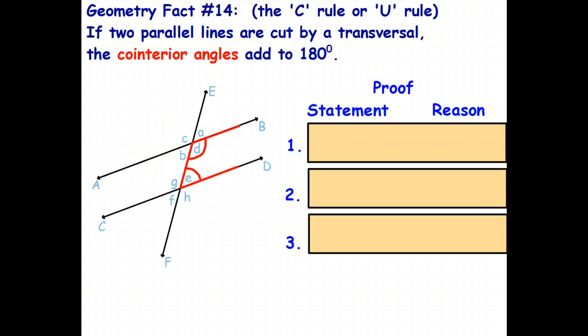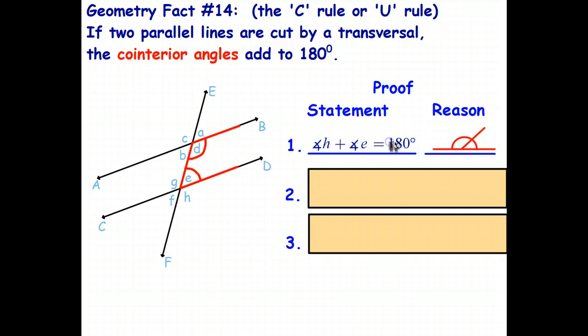Okay, and the last geometry fact has to do with what are called cointerior angles. So co means same, so these two angles are on the same side of the transversal, and interior just means they're on the inside, so they're on the inside of the two parallel lines. Now these angles are not equal to each other. That one's obviously less than 90 degrees. That one's obviously bigger than 90 degrees. So the relationship between those two is those two angles will always add to 180. And I'll show you why that's the case.